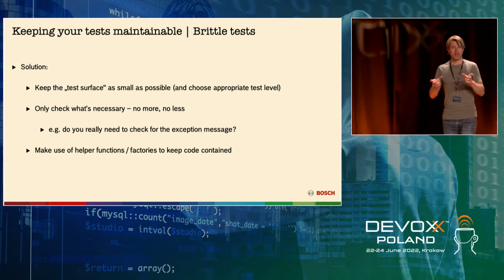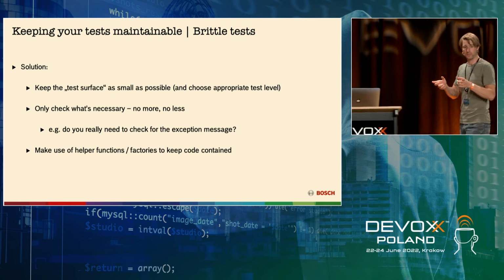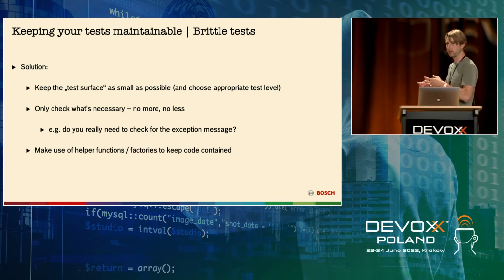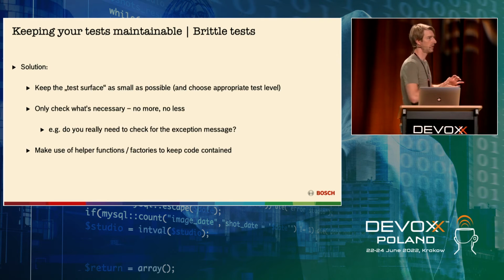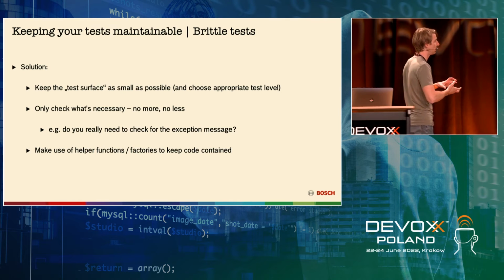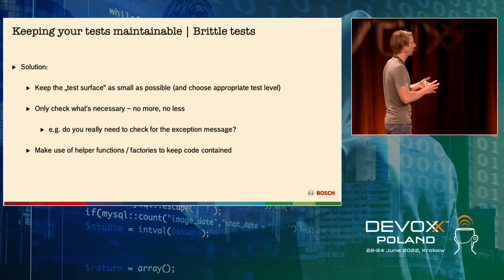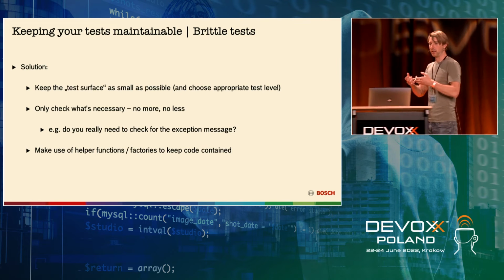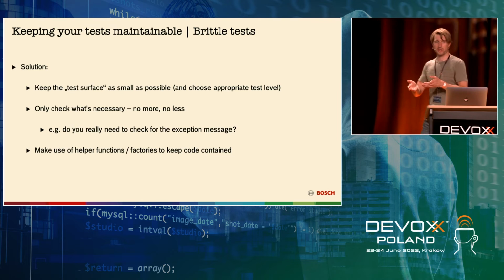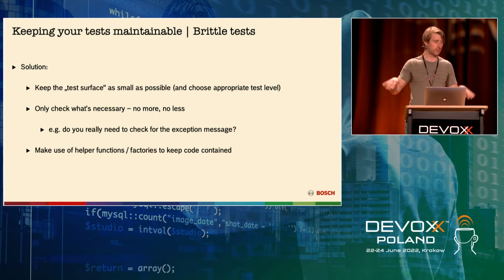And then also, make use of helper methods. Again, to keep your code contained and in one spot. So if something changes, you have that all in one spot. And if that doesn't work anymore because your domain changes or so, you just split that up and create a separate helper method. But it's way easier if all of that is in one method than littered throughout your code base.